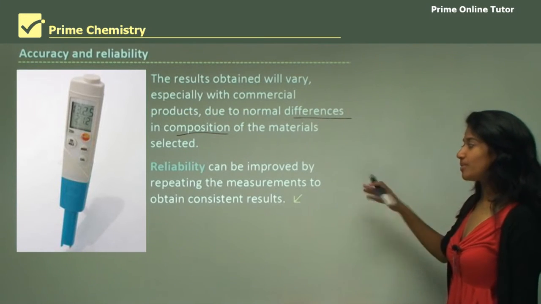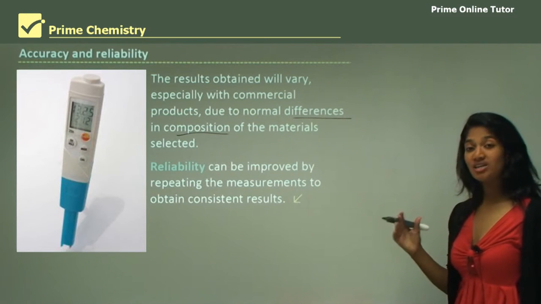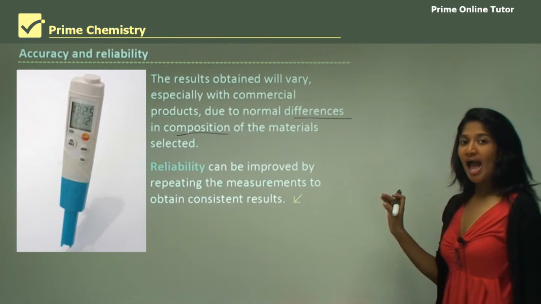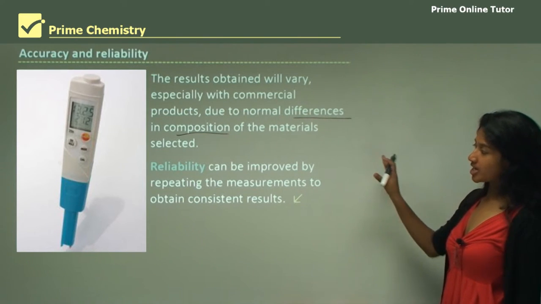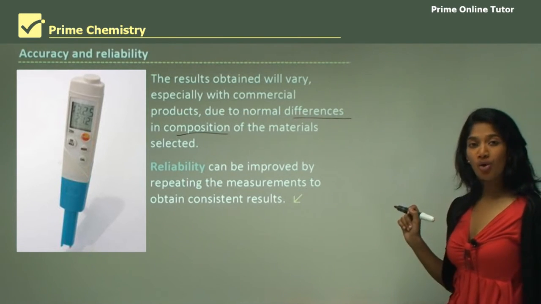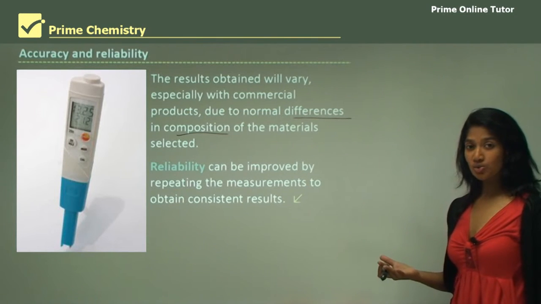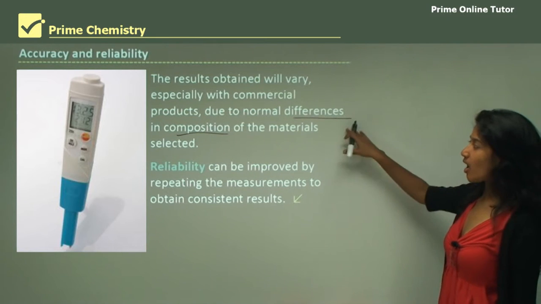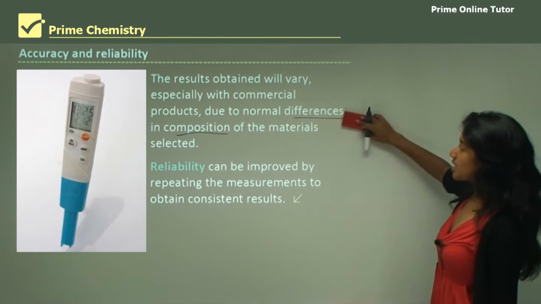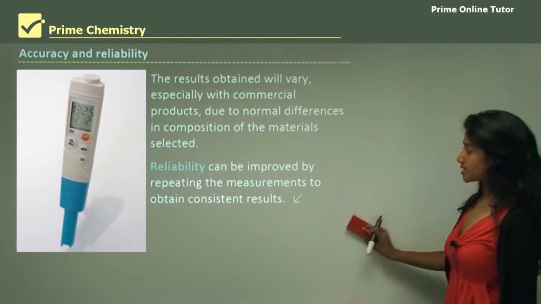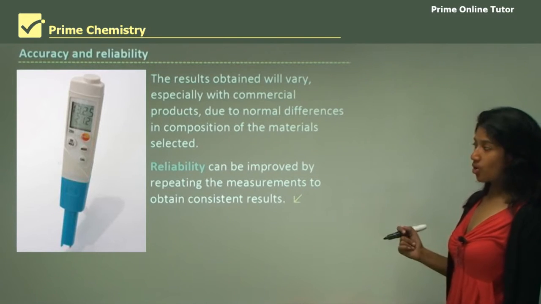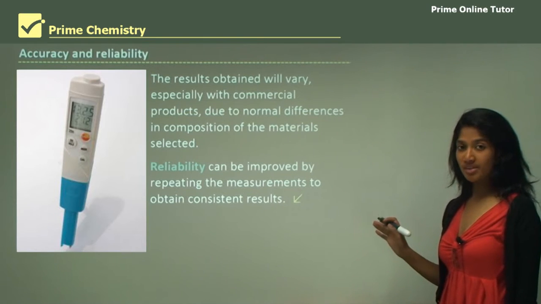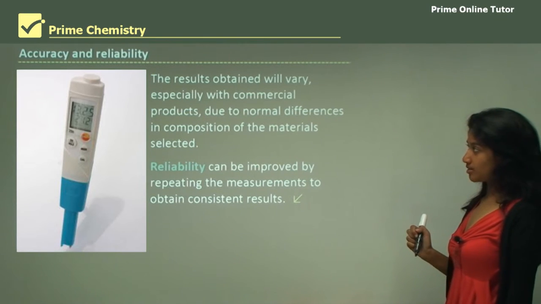Reliability can be improved by repeating the measurements to obtain consistent results. Now this would wrap up our experiment, and we wrote a very comprehensive report here. So when you do this at school, it will be much easier for you, and also you would understand how they work. At school you would get a more practical hands-on experience. Now we'll go to some questions, because questions do come in the HSC regarding experiments.